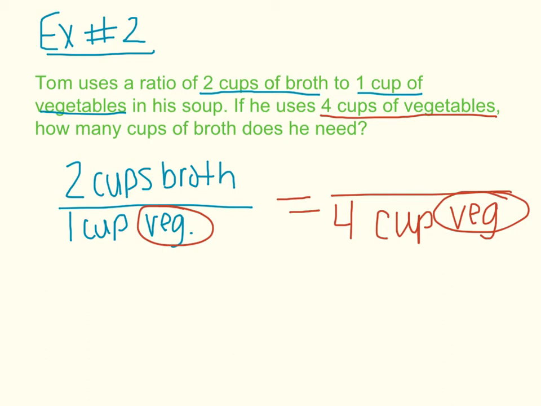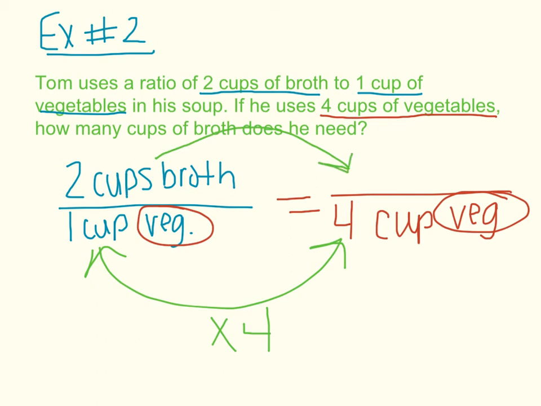How do I get from 1 cup to 4 cups? I do that by multiplying by 4. How do I get from 2 to our unknown number? Well, I do the same thing. I multiply by 4. So 2 times 4 is 8 cups of broth.